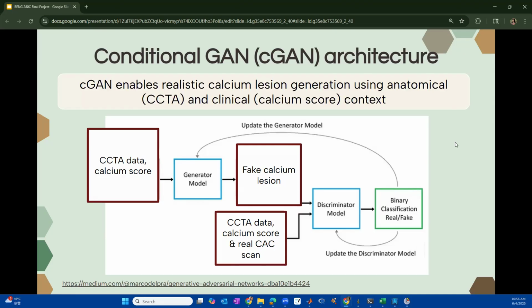We chose this architecture for our project because it provides the model with important clinical and anatomical context that it needs in order to produce realistic lesions. It's important for us that the lesions appear in specific, anatomically correct locations of the heart and also reflect the clinical calcium score, which makes the conditioned element key for our tasks specifically.